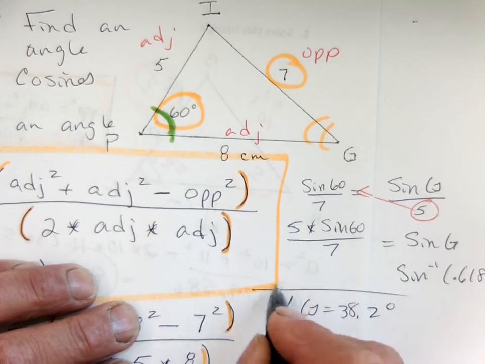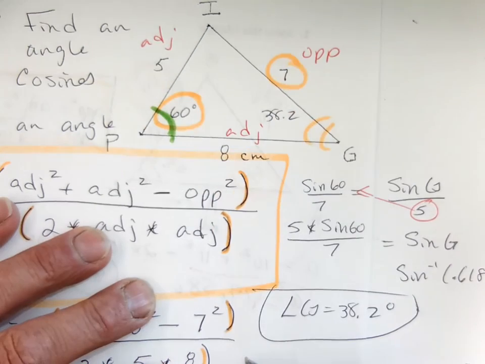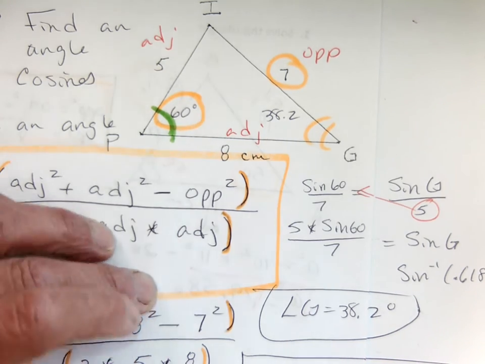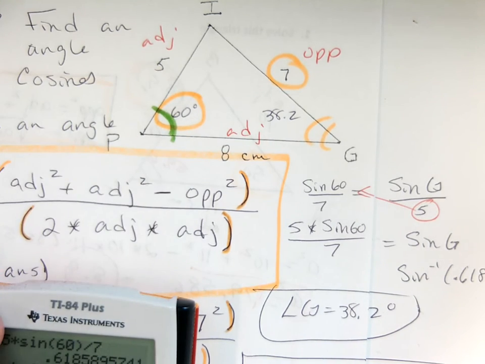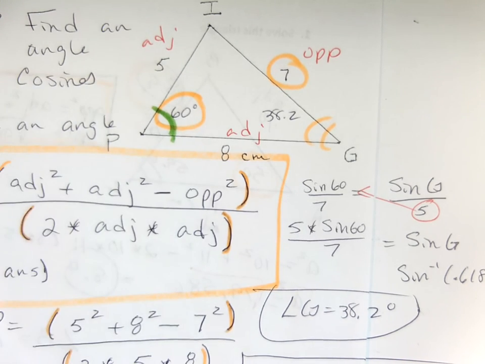And then finally, to find my third angle, we can just subtract from 180. I'll have angle I equal to 180 minus parentheses, the sum of my two angles. I'm just going to use my calculator. I'll go 180 minus parentheses, 60 plus my 38.2, and I get an answer of about 81.8 degrees.